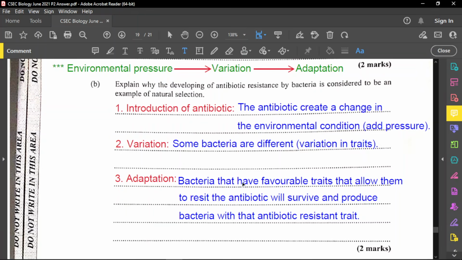And so the bacteria now that have favorable traits that allow them to resist the antibiotic will survive and produce bacteria with that antibiotic resistant trait. All right. And so since variation leads to adaptation, leads to the continuation of a specific species or a new species, then definitely it is considered a form of natural selection.